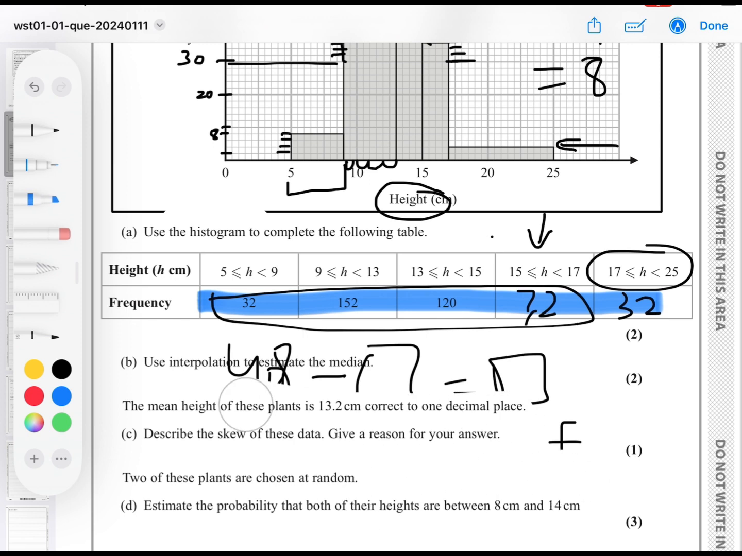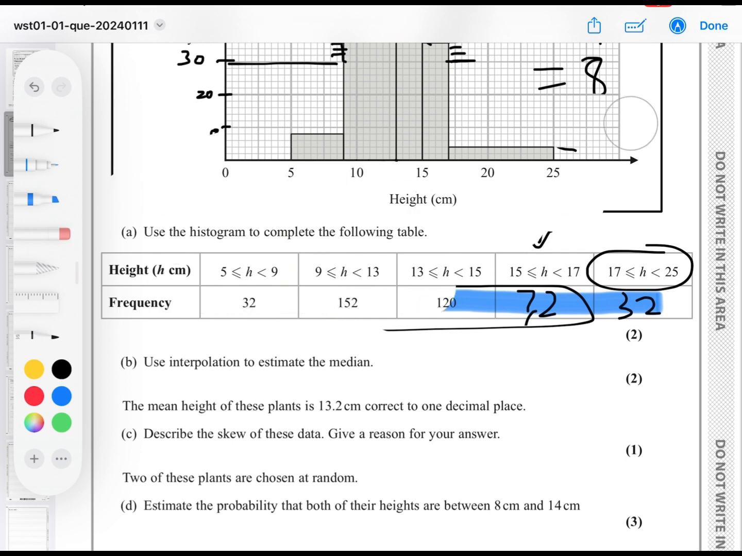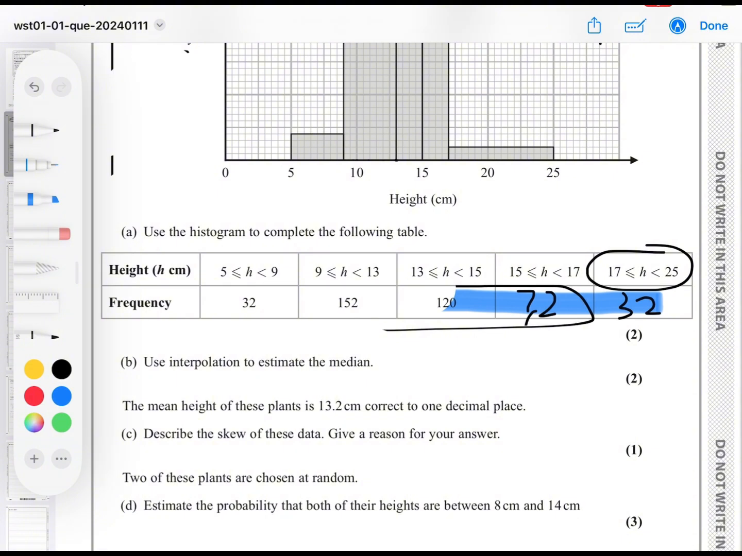Now moving towards the second part. For the second part they are asking us to use interpolation to estimate the median. Basically this question is from representation of data. So in the second part we have to find the median by using interpolation.